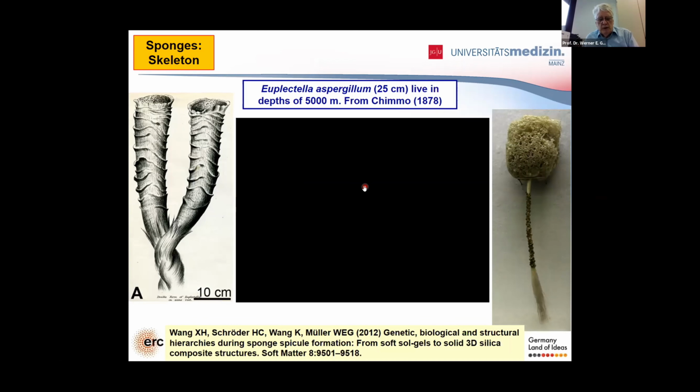And so we were checking which enzymes are driving the biomineralization process. And we started with the most simple metazoan organisms, the sponges.